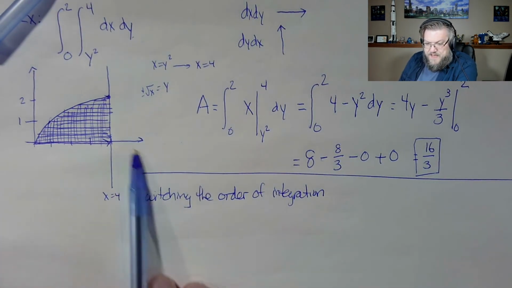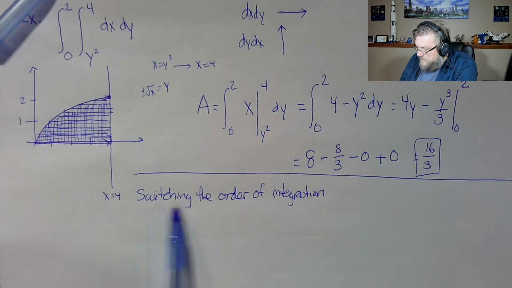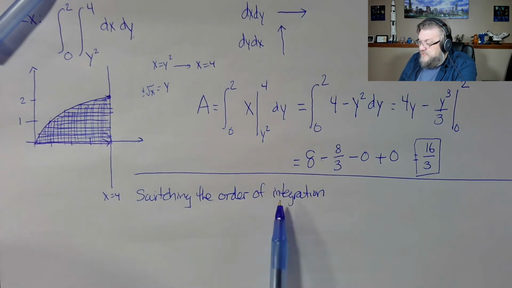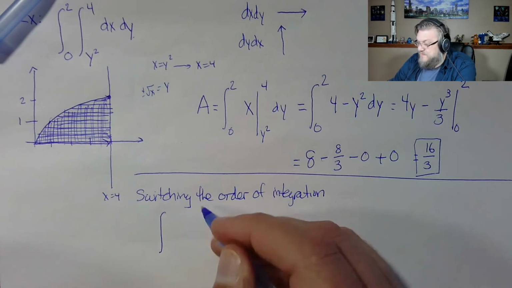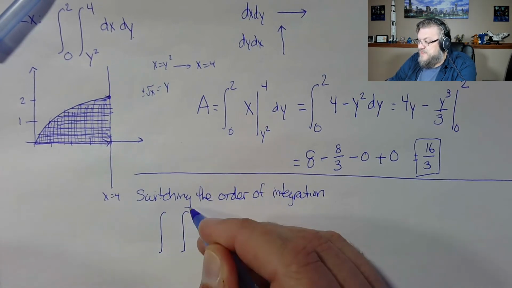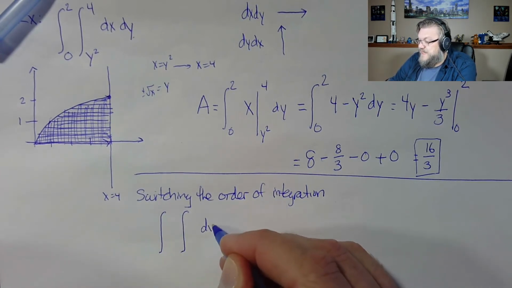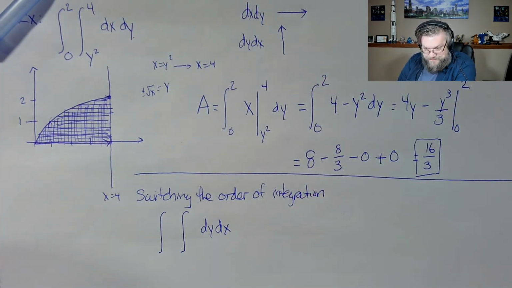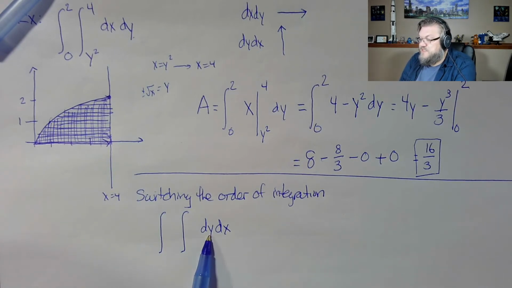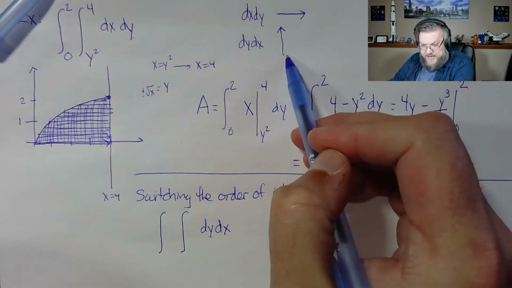Okay. So, switching the order of integration. Literally what I want to do is write the integral from something to something of the integral from something to something of dy dx instead. Instead of dx dy, I want to do dy dx. Now let's see if we can do this. Let's think this through. Switching to dy dx means I have vertical arrows.